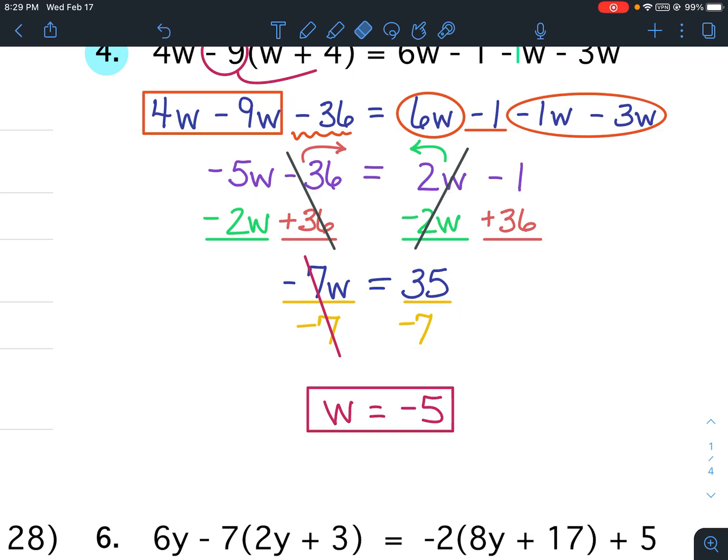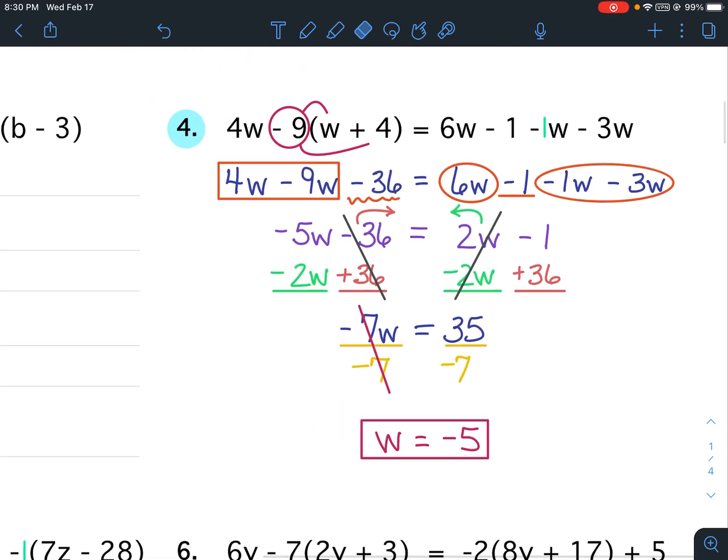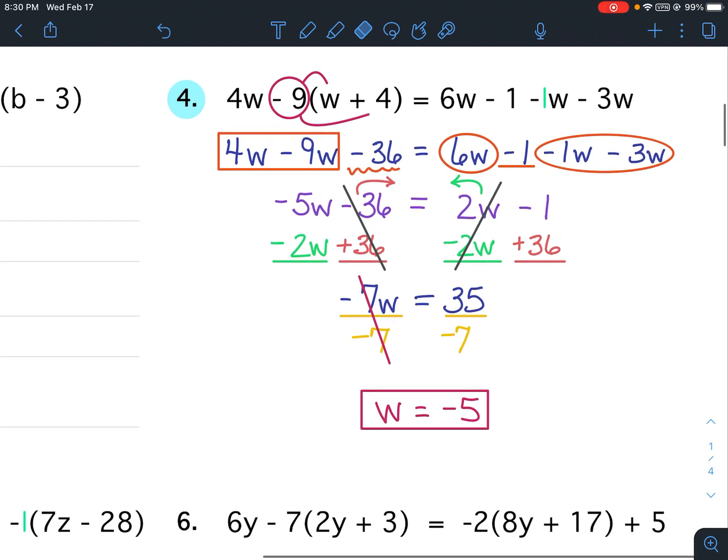The steps I just used to solve problem number 4 are the exact same steps you use for the rest of the problems on 1 through 6. Start with the distributive property, combine like terms, variables to one side, constants to the other side, then divide. Those will be the steps you use for all the problems on 1 through 6. If you have any questions on number 4, please let me know.